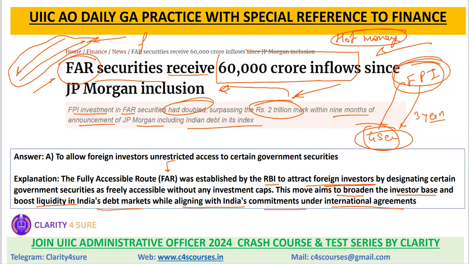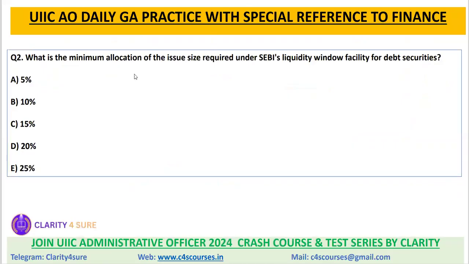Okay. Now moving on to the next question. What is the minimum allocation of the issue size required under SEBI's liquidity window facility for debt securities? So SEBI has proposed a liquidity window facility for debt securities. Basically, it is a kind of putable bonds.